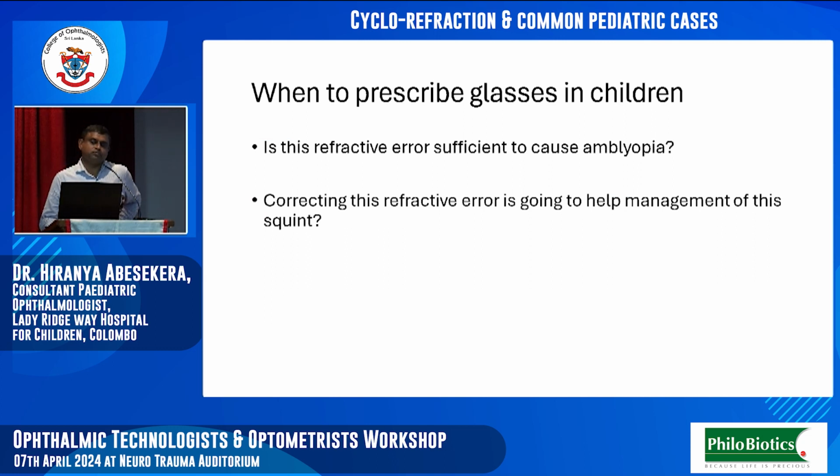The next question is, now that we have done a perfect cycloplegic refraction, when are we going to prescribe glasses? Are we going to prescribe or not? Two key questions go through my mind when I see the refraction. Shall I prescribe to prevent or treat amblyopia? Or if this child has a squint, is it important? If I prescribe glasses, is it going to help in managing this squint?